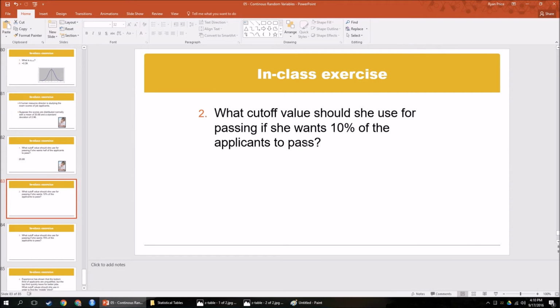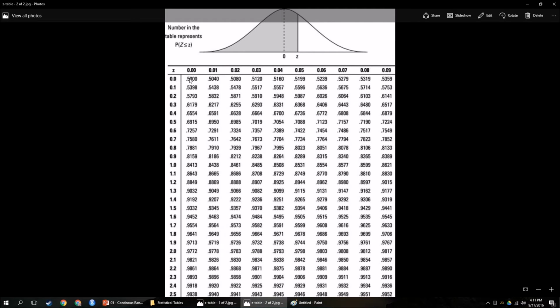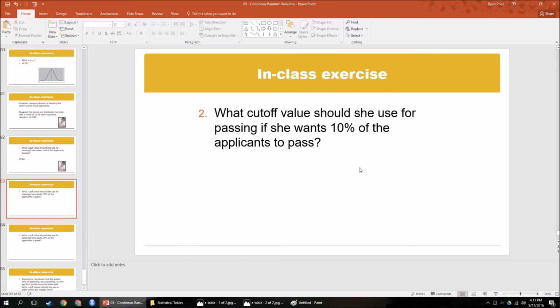What cutoff value should she use if she wants 10% of the applicants to pass? Now this one's a little bit different. This isn't as easy. I guess I could prove the last example. So if I go to my z-table, I found 0.5, okay? It's 0.0 z's, standard deviations away from the mean, that it is the mean. And that's why the answer previously was the mean of the test scores that was given. It's 20.68 points.